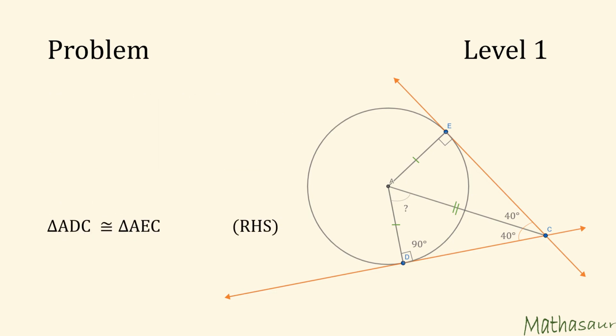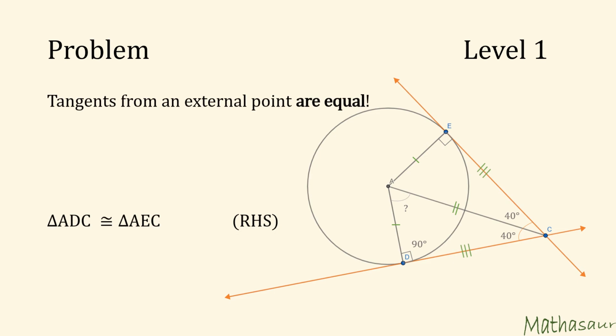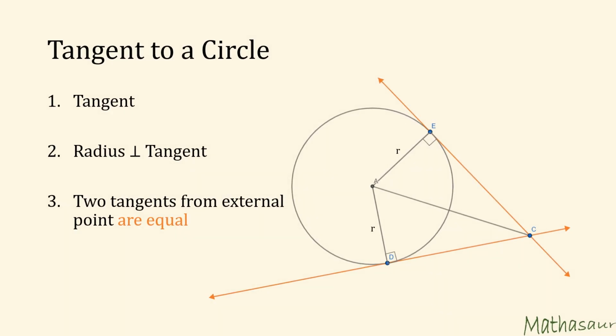Now let us see something interesting about the tangents CD and CE. When we look at our two congruent triangles, we also see that side CD would be equal to side CE. That means the tangents from an external point are equal. That's another result to remember.